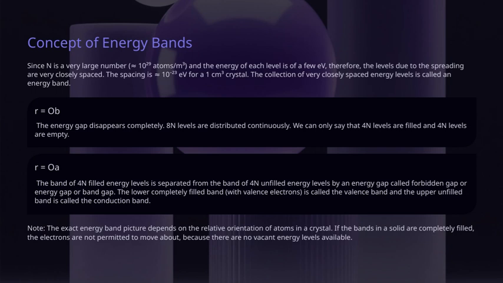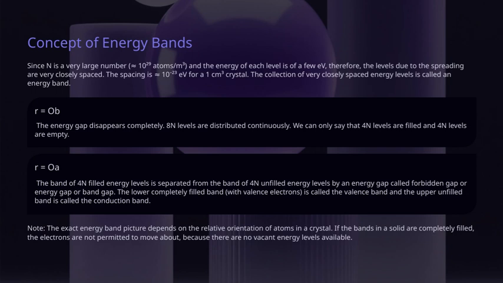In this situation, the 8n energy levels are distributed continuously, meaning we can only say that half of these levels, 4n, are filled and the other half are empty. Now, because n, representing the number of atoms per cubic meter, is extremely large, around 10^29, and each energy level is only a few electron volts apart, the levels become very densely packed. To give you a sense of scale, the energy spacing between these levels can be as tiny as about 10^-3 eV in a 1 cm^3 crystal. This dense collection of closely spaced energy levels is what we call an energy band.